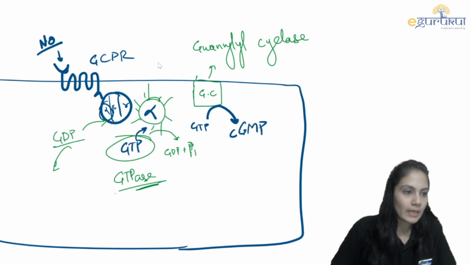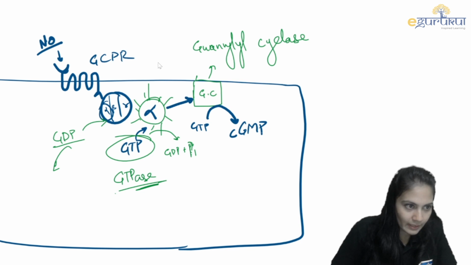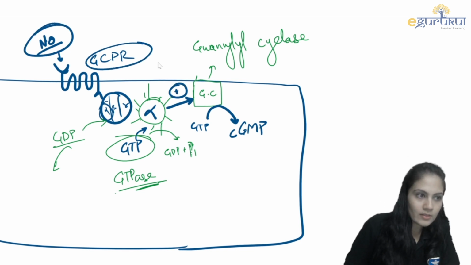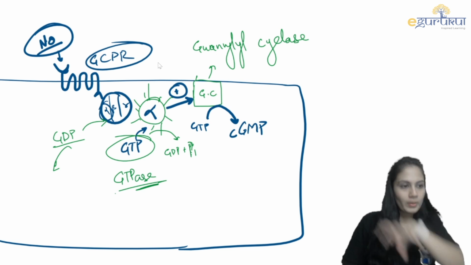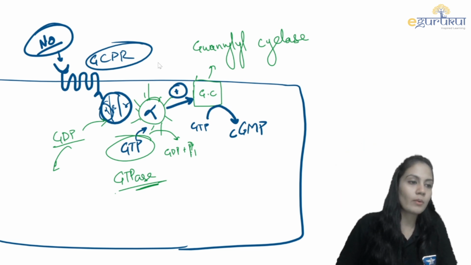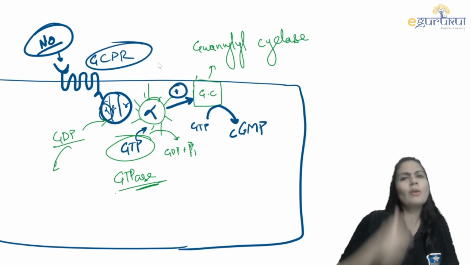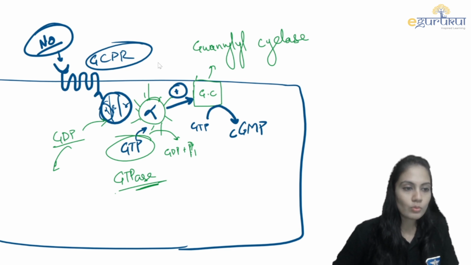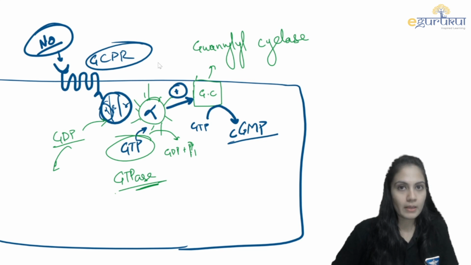This alpha, once it is activated, is going to activate this GC, right? First of all, NO activated this GPCR. This GPCR activity leads to the binding of GTP to the alpha subunit, and that gets separated from the beta gamma unit and gets activated. Once it gets activated, it will also activate the GC over here. As soon as this GC gets activated, it is going to convert this GTP into cyclic GMP.